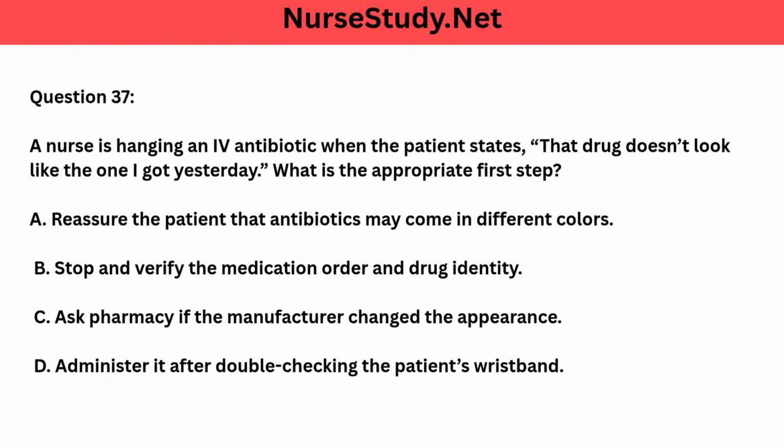Question 37. A nurse is hanging an IV antibiotic when the patient states, "That drug doesn't look like the one I got yesterday." What is the appropriate first step? A. Reassure the patient that antibiotics may come in different colors. B. Stop and verify the medication order and drug identity. C. Ask pharmacy if the manufacturer changed the appearance. D. Administer it after double-checking the patient's wristband.